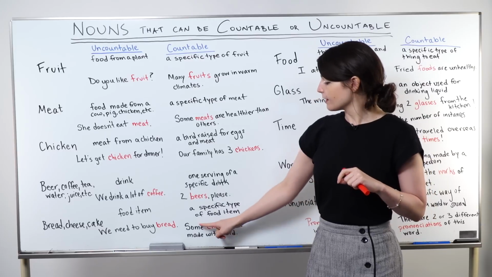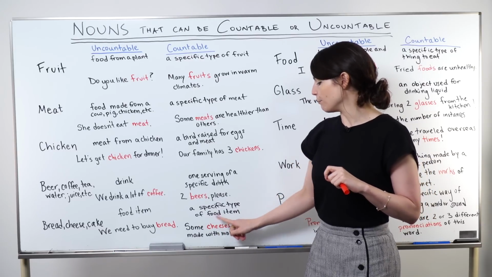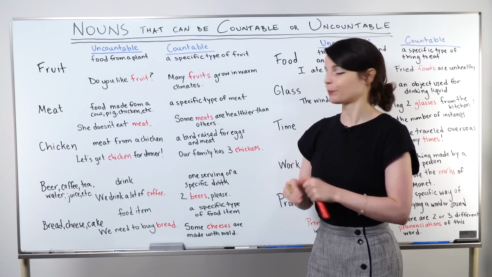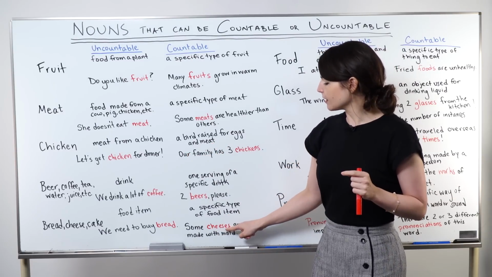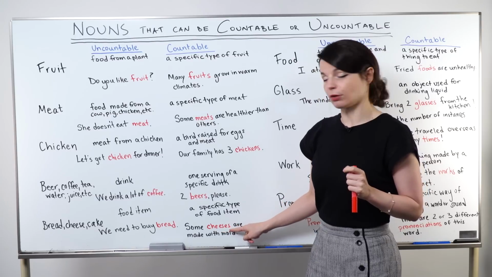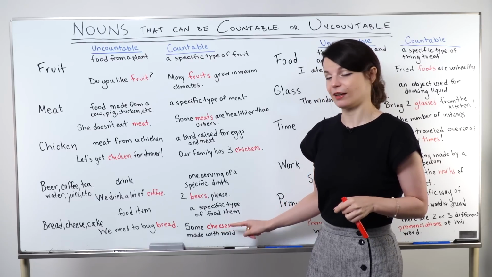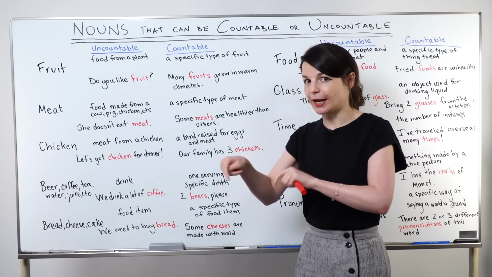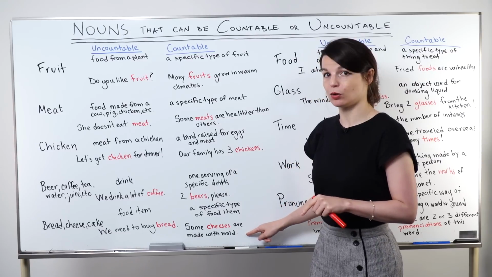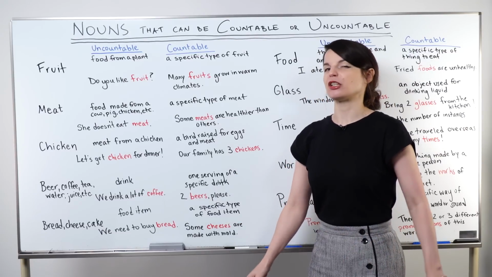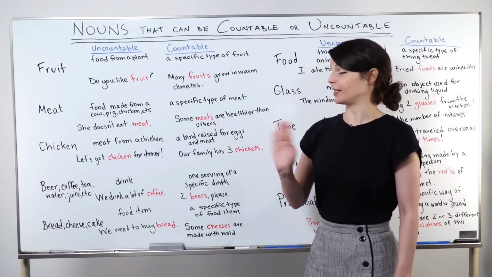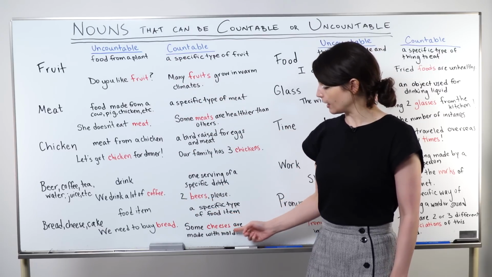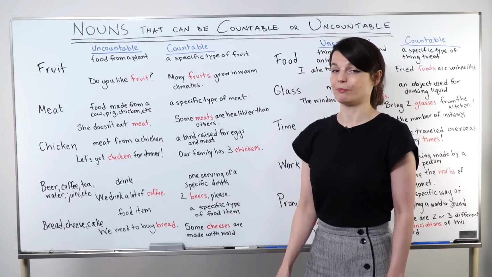For example, some cheeses are made with mold, like blue cheese, for example. So some cheeses, you'll see here, I've made cheese plural by adding an S to the end. That means inside the category of cheese, some types are made with mold. So we would not say "some cheese are made with mold." We cannot use it in that sense with the uncountable version. We need to use a countable, so a plural form of the noun.